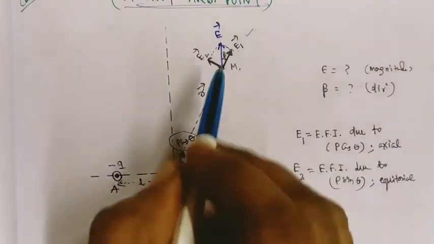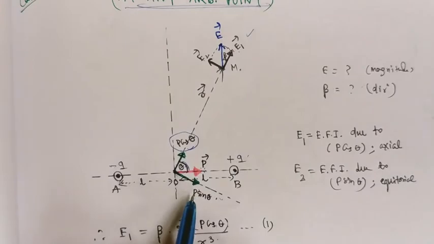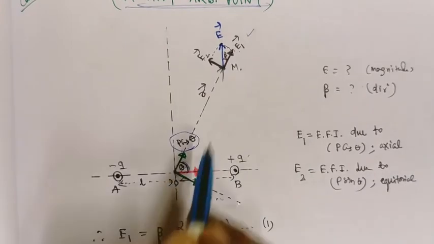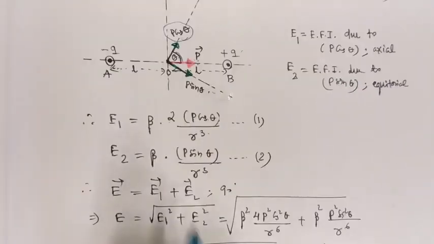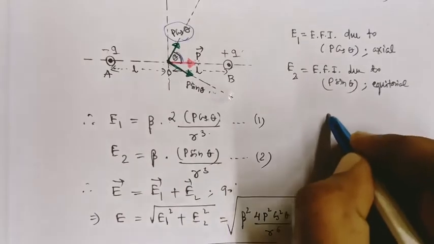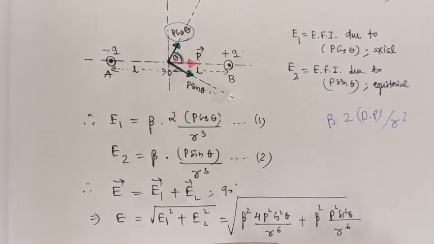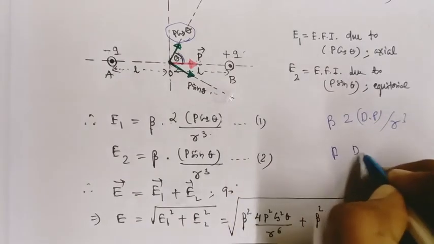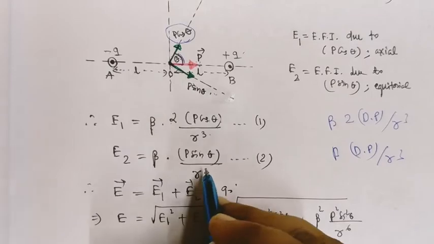Similarly E2. What is E2? E2 is electric field intensity due to dipole P sin theta, and this is case 2 and direction is opposite to dipole moment. What is the formula? K dipole moment by R cube. Case 1, K 2 into dipole moment by R cube. Case 2, K only dipole moment by R cube. That's why K P sin theta by R cube.